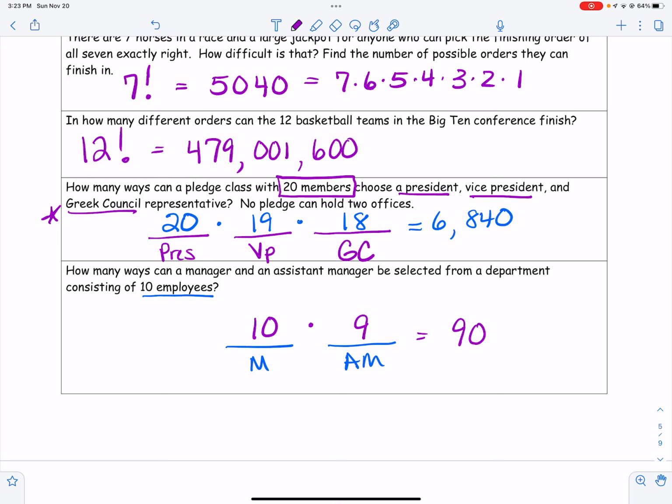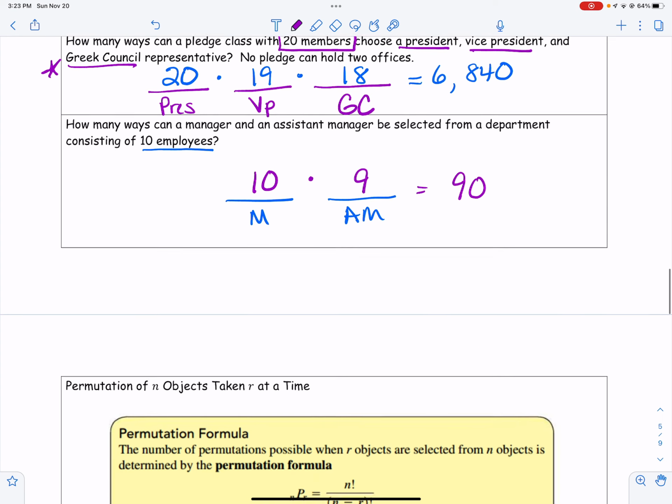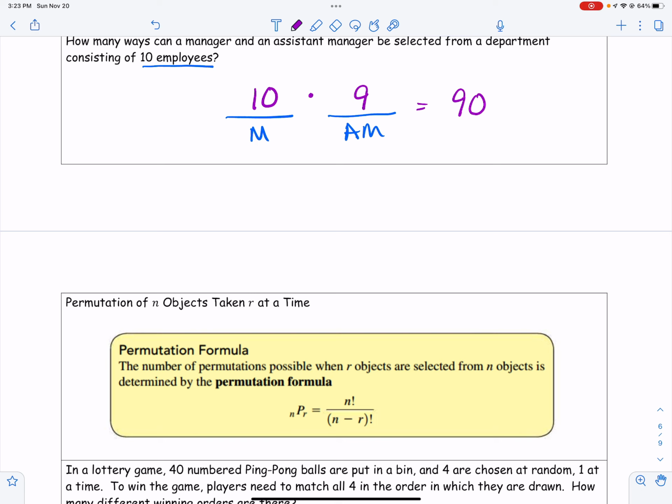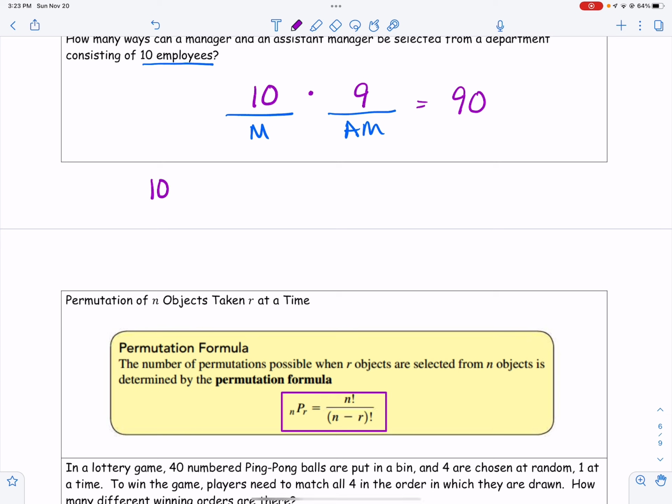And that leads us into what is called permutations of objects taken a specific way, okay? So the number of permutations possible when r objects are selected out of n objects is presented in this formula, okay? So what you can do is this: in this last example, we had 10 employees and we were choosing 2 positions, okay?